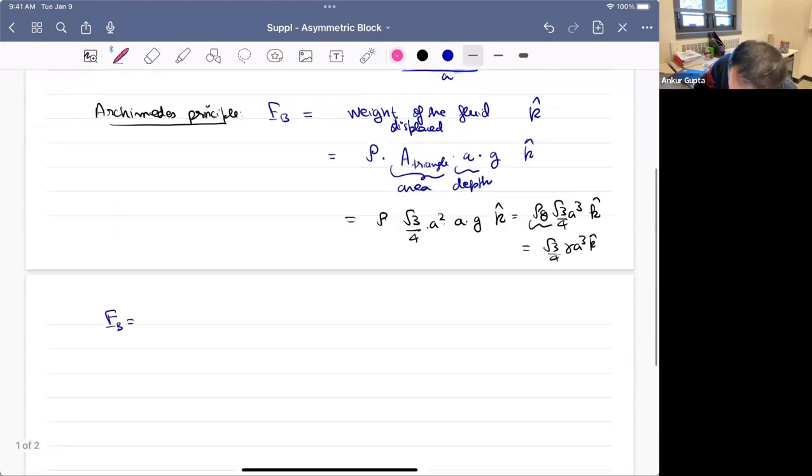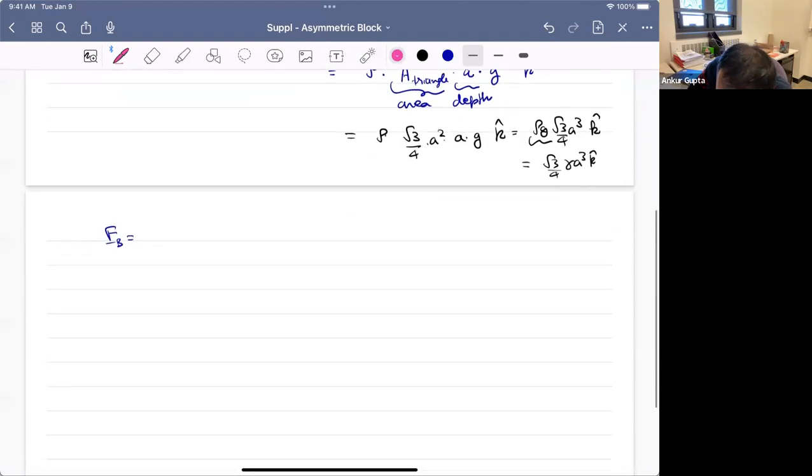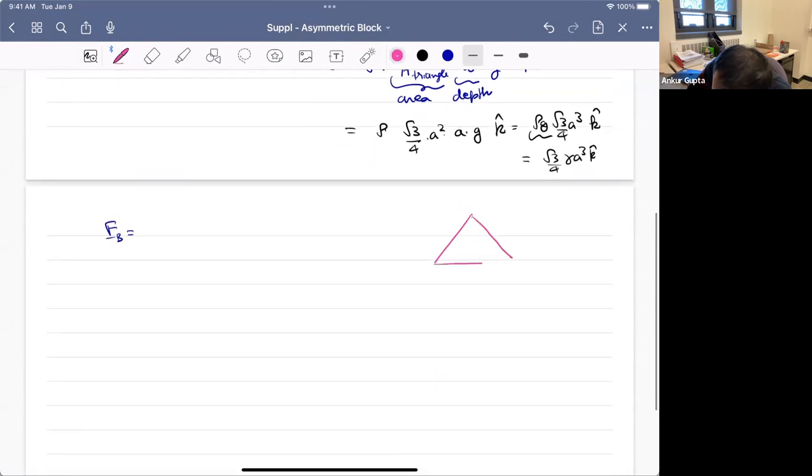So I will say, let's say we have this, something like this, and I'll just come to this. So we have F front plus F back plus F left plus F right plus F bottom.